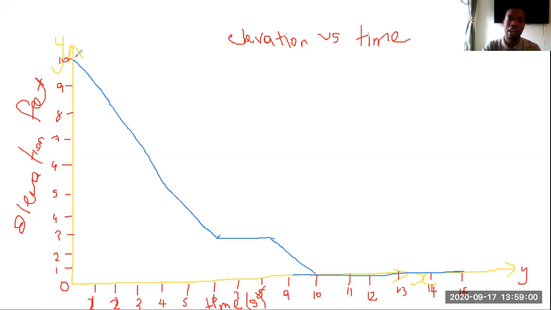So we have different time intervals because it went from 0 to 6. That's one time interval when he was descending. And then he took a rest from 6 to 8.5. And then he started descending again from 8.5 to 10. And then he was just walking from 10 to 15 seconds.